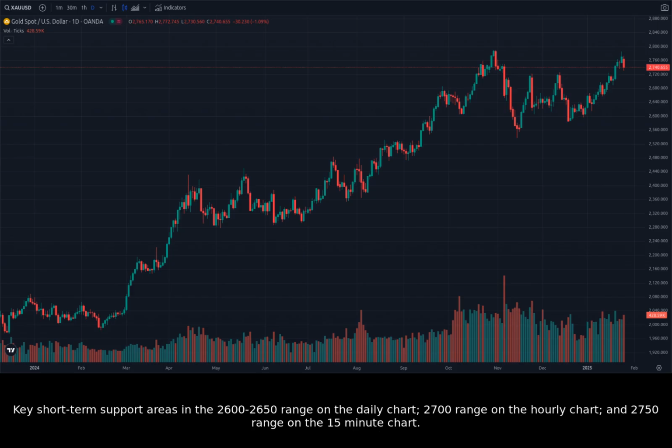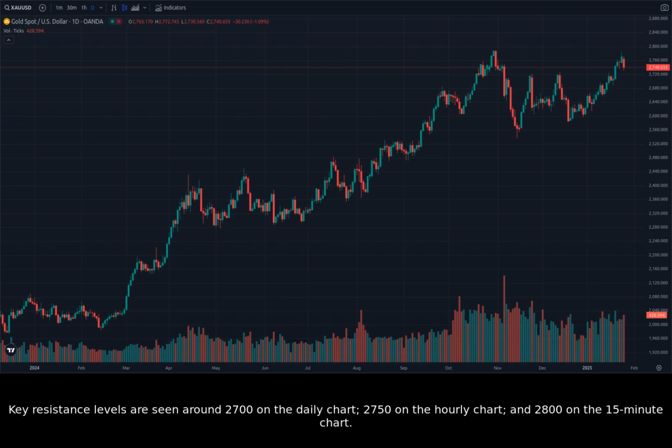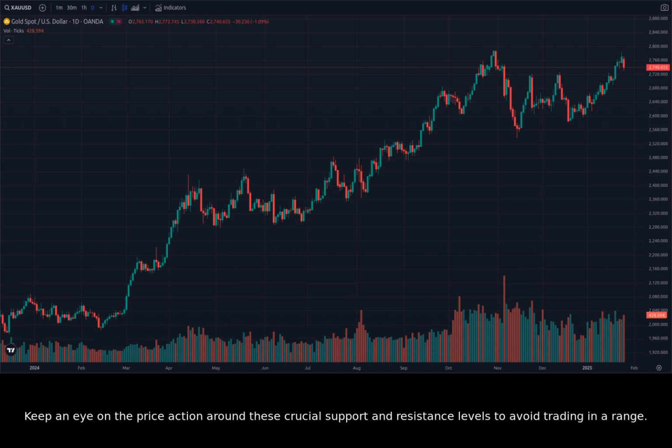Key short-term support areas are in the 2600 to 2650 range on the daily chart, 2700 range on the hourly chart, and 2750 range on the 15-minute chart. Key resistance levels are seen around 2700 on the daily chart, 2750 on the hourly chart, and 2800 on the 15-minute chart. Keep an eye on the price action around these crucial support and resistance levels to avoid trading in a range.